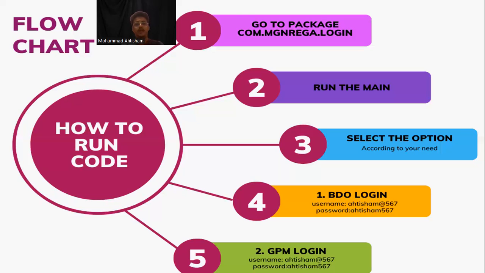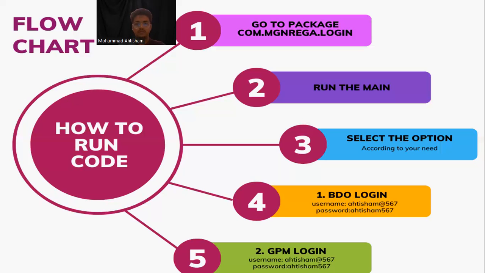As I mentioned in the intro of my project, there are two main users of this project, that is BDO login and the second one is GPM login. When you log in as BDO, you have to use this hard-coded username and password: the username is exam@567 and the password is exam567. Similarly for GPM login. So this is all about the flow chart of my project.